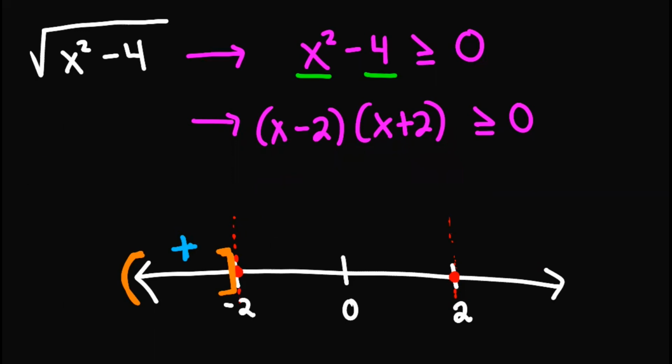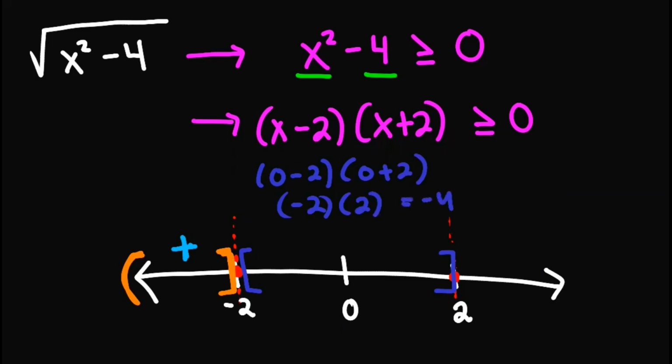Next, let's try to deal with this region out here. So we can take 0 as our test value, since it is clearly between negative 2 and 2. So we've got 0 minus 2 times 0 plus 2. That will give us negative 2 times 2, which is equal to negative 4. So it doesn't satisfy our inequality. So we'll write here that this region or this interval gives us a negative value.